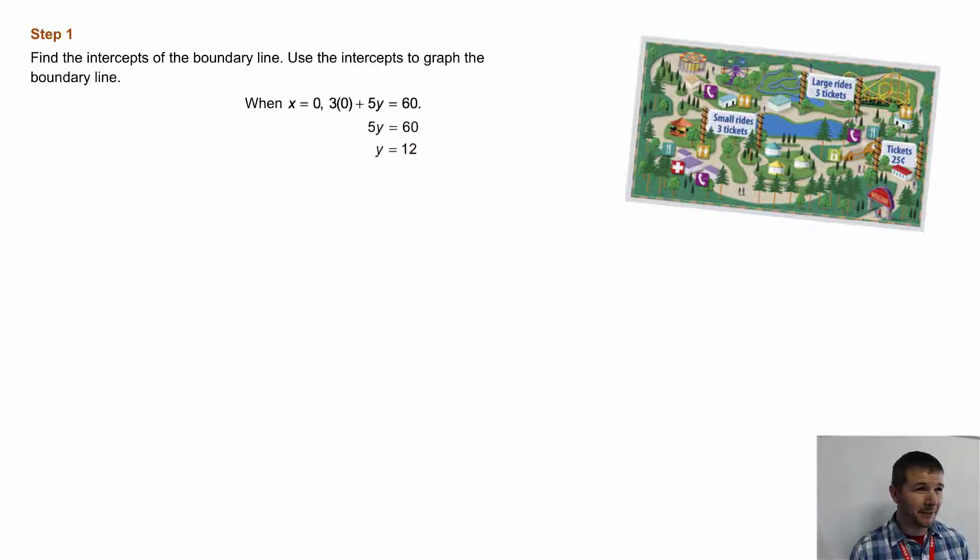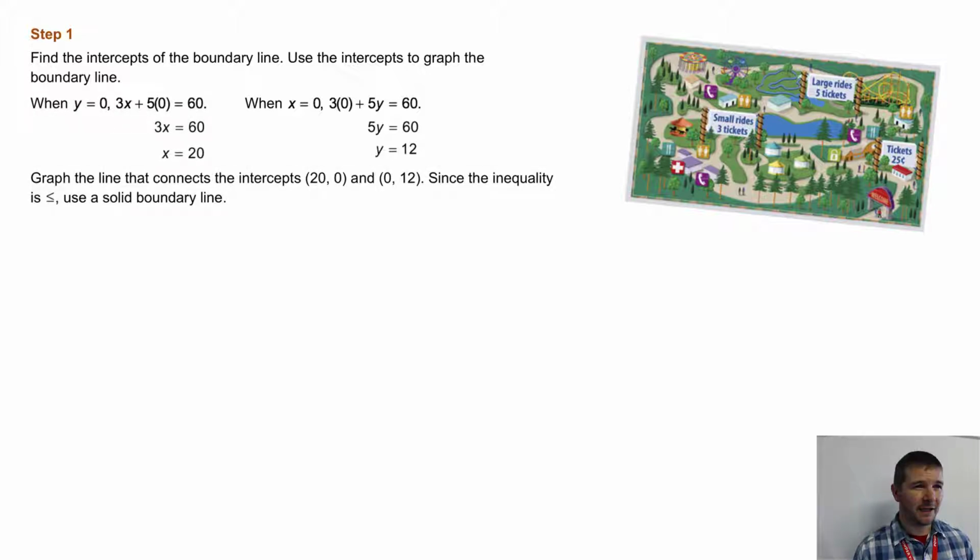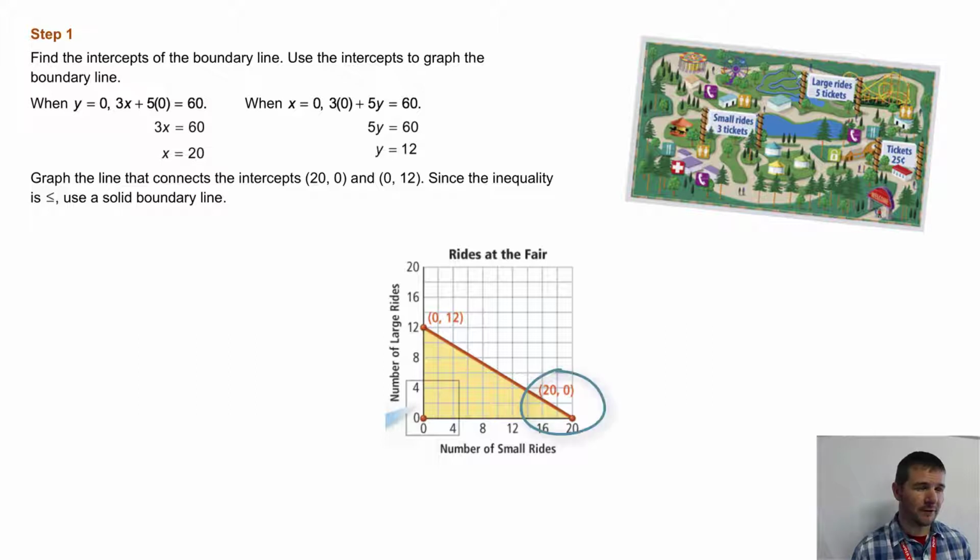When x equals 0, well, 3 times 0 plus 5y equals 60. Solving, we find that y equals 12. So our y-intercept will be the point (0, 12). We can use these to graph the line that connects the intercepts, (20, 0) and (0, 12). Since the inequality is less than or equal to, we need a solid boundary line because the points on the line will be solutions in this case.